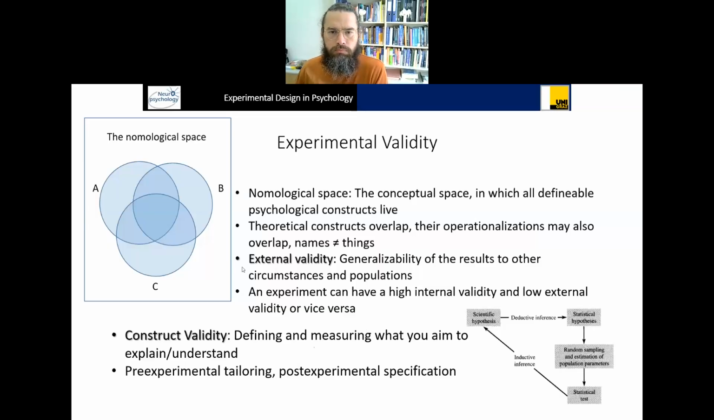And yes, the kind of strategy you have to adopt to increase generalizability may mean that you have to sacrifice a bit of your internal validity under some circumstances. So the two can interact with each other.